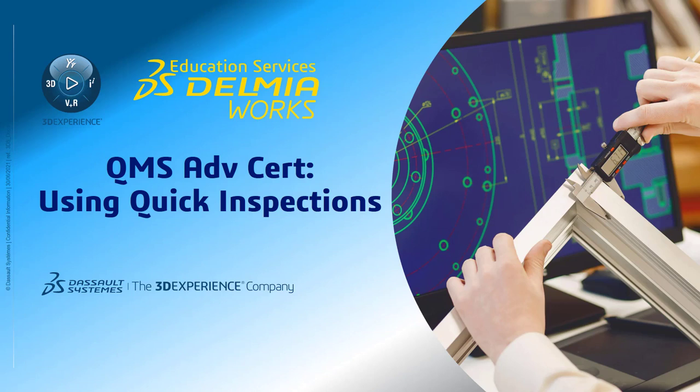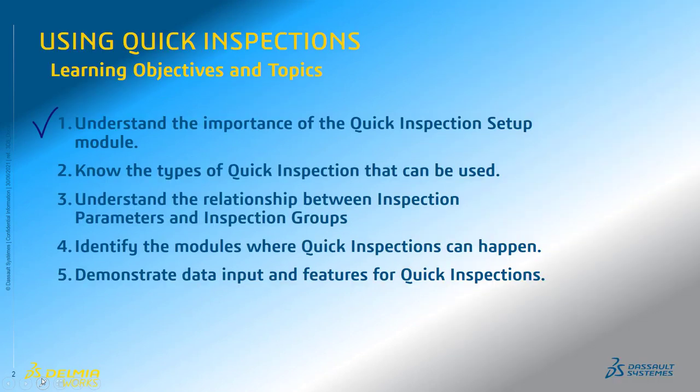So let's go ahead and take a look at our topics and agenda for today's session on using quick inspections. First of all, we want you to understand the importance of the quick inspection setup module. This is critical that we get this right for any particular part or process that you might want to have inspections on. We'll talk about adding the parameters and the inspection groups to this module to make your quality inspections valid and that you have good data going forward.